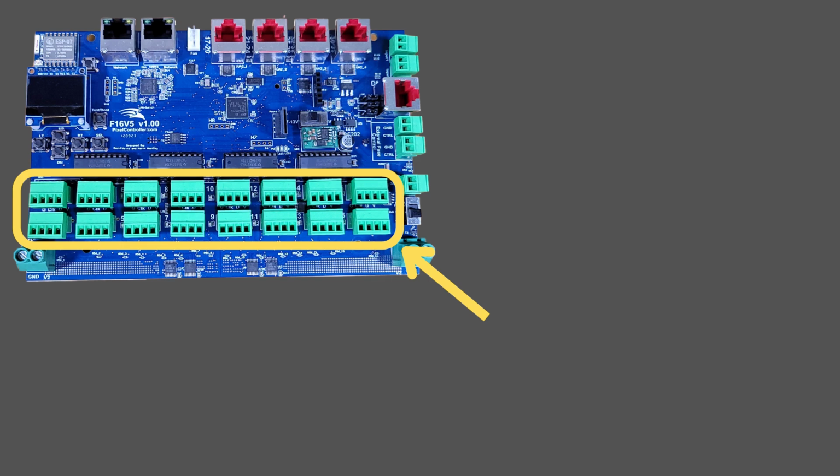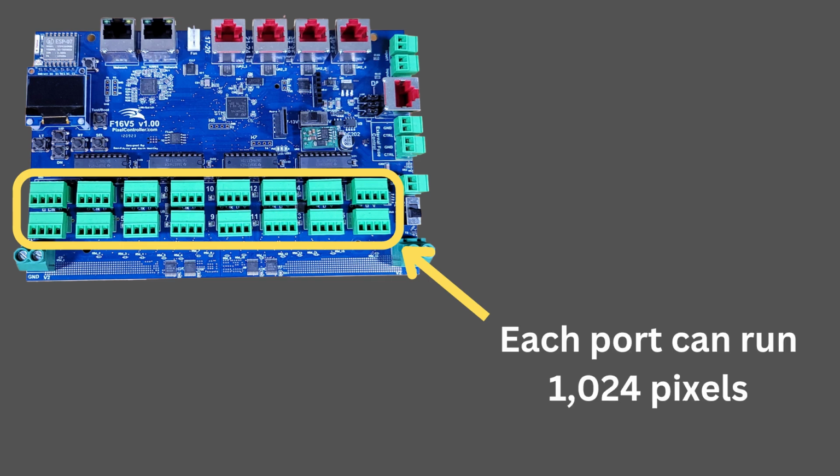So this controller, just like the other V4 and V5 controllers, can run 32,768 pixels on the board. There are 16 onboard ports, but like always, those can only run 1,024 pixels. So without attaching any receivers, the board can only run 16,384 pixels.